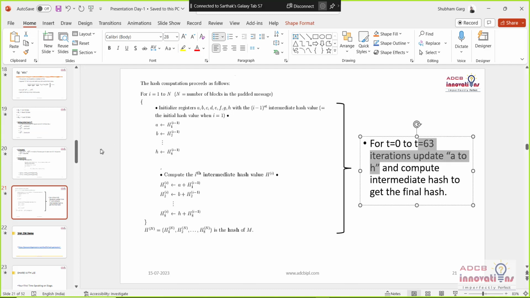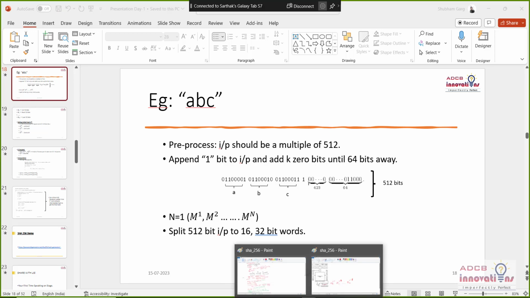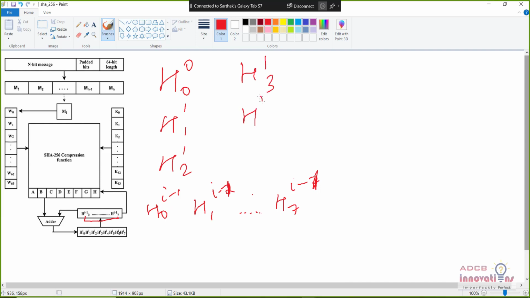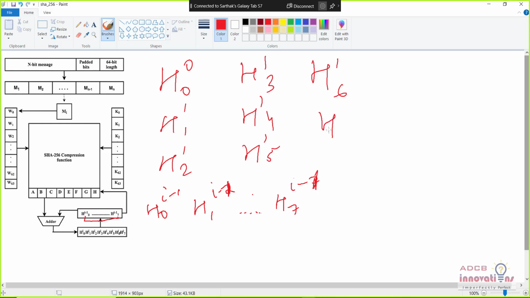Now for the 0th iteration, the values are h0 through h7, all with index 0. Yes, because it is i minus 1, that is 1 minus 1, 0. These are the initial hashes.